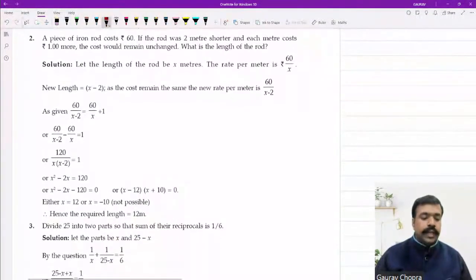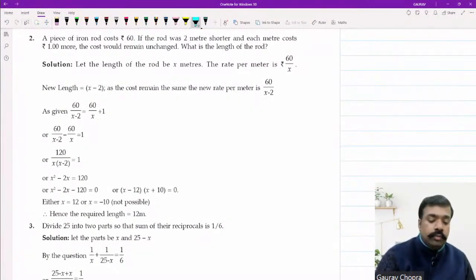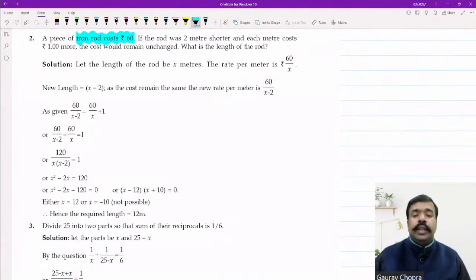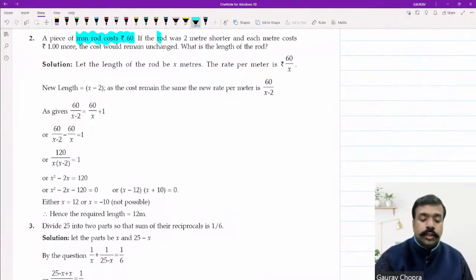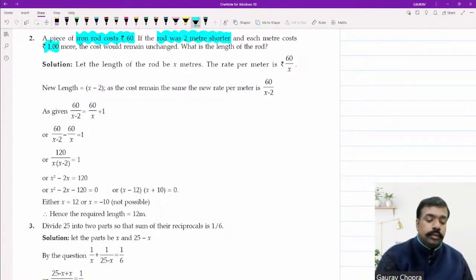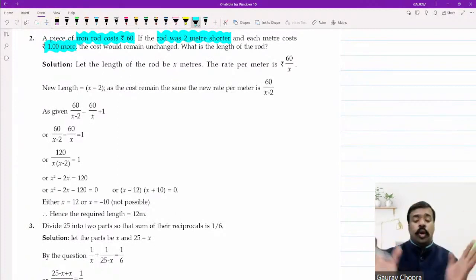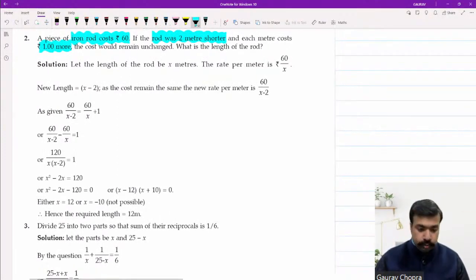Now let us do the second one. A piece of iron rod cost rupees 60. So this is the cost which is given. If the rod is 2 meters shorter, and each meter costs rupees 1 more, the cost would remain unchanged. That is, the overall cost will remain unchanged. Then we have to find out the length of the rod.